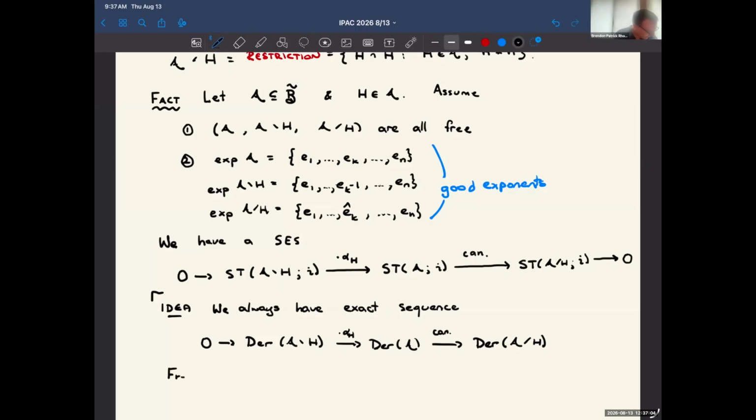And if you're free, and if you have good exponents, that will imply the last map is onto. And this really is just comparing vector space dimensions, right?